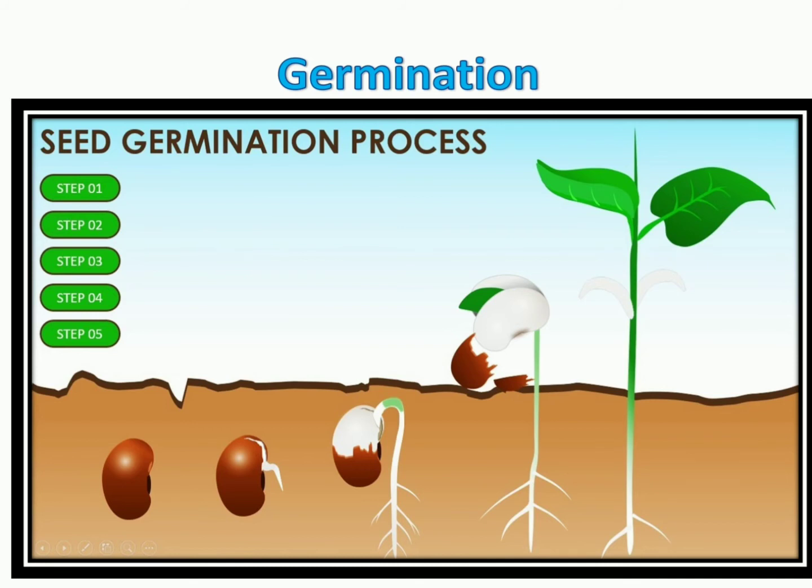Then the seeds get the right amount of air, water and sunlight. First, the radicle comes out from the seed, that is called root. Then, the plumule comes out from the seed, that is called shoot. They start growing into a new plant. The process by which a seed grows into a new plant is called germination.